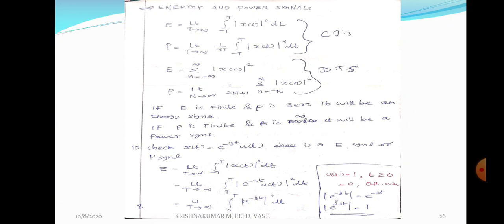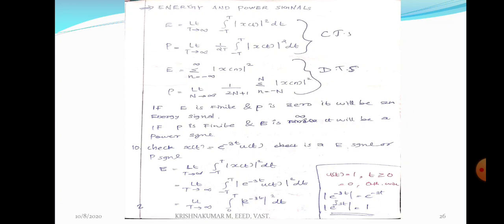So limit T tends to infinity integral minus T to T mod x of t whole square dt means mod e raised to minus 3t u of t whole square dt, because x of t is equal to e raised to minus 3t u of t. Substitute the value of x of t in the given formula. We will get limit T tends to infinity integral minus T to T mod e raised to minus 3t u of t whole square dt. Okay, what is the value of u of t?